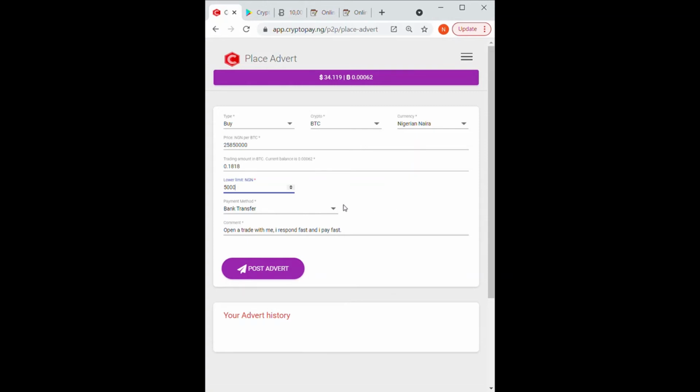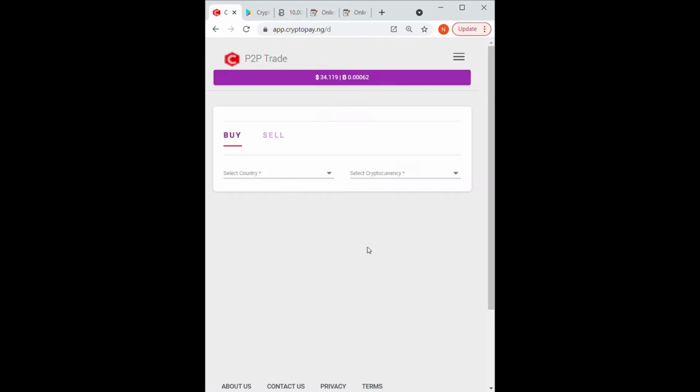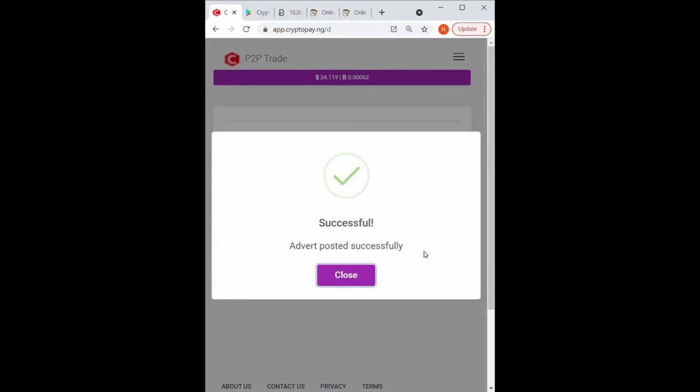Then the payment method is just talking about what mode of payment you want. Also, the last part is the comment section, which is talking about what you want people to see when a trade is opened with you. So the last part is click on post advert, and that's it. Your advert has been posted.